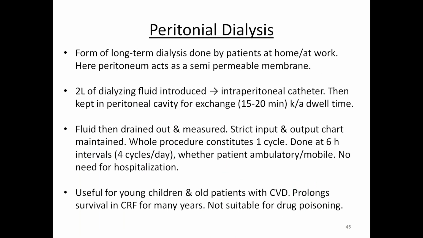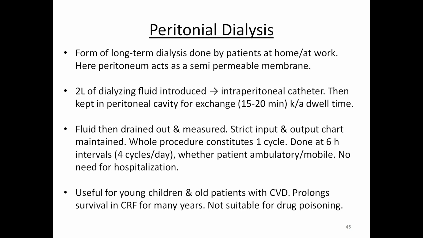In this type of dialysis, the peritoneum is used as a semi-permeable membrane. There is continuous ambulatory peritoneal dialysis, which is a form of long-term dialysis done by the patients at home or at work. So what is the procedure like? 2 liters of dialysis fluid is introduced through a permanent intraperitoneal catheter. It is then kept in the peritoneal cavity for exchange to take place for a period of 15 to 20 minutes, called dwell time.